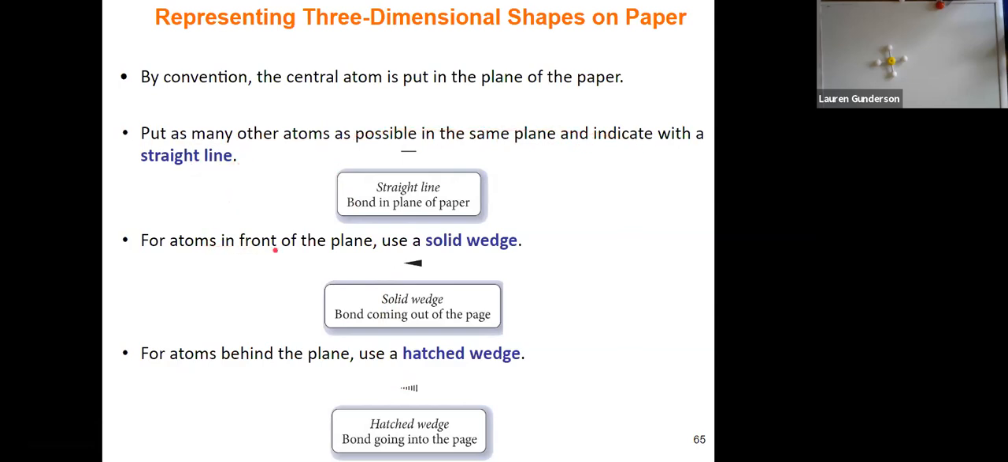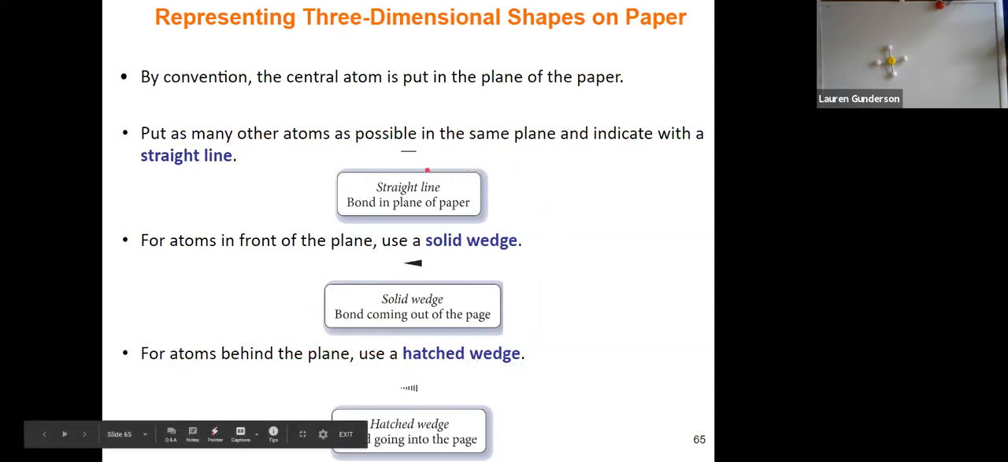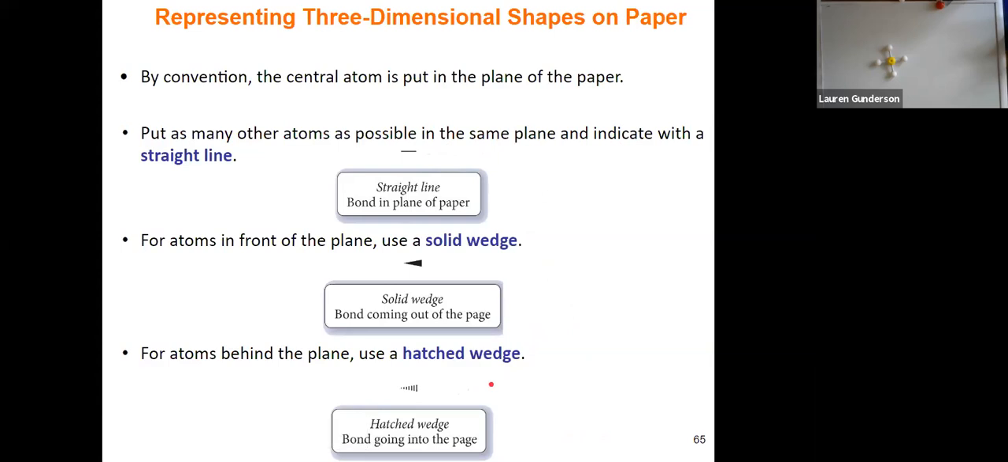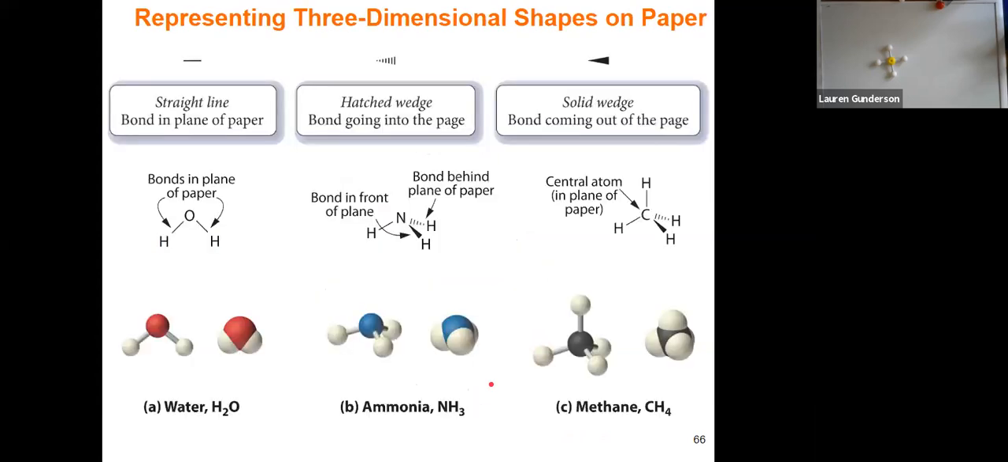Then any of the atoms that are in front of the plane, or that are closer to us, we would have a solid wedge representing those bonds. For any atom that was behind the plane, the straight line plane that these atoms made, those bonds would be drawn with a hatched wedge. Okay, so we're going to look at an example of one of these.